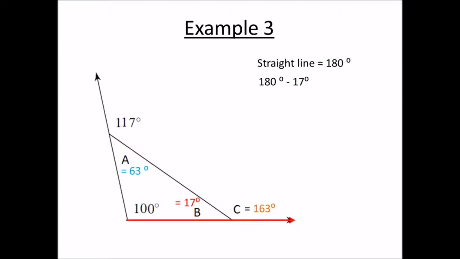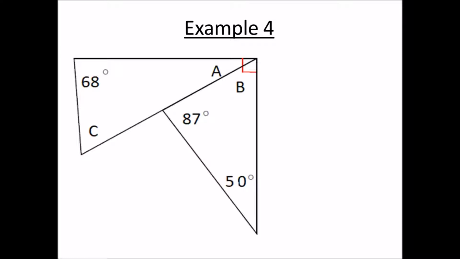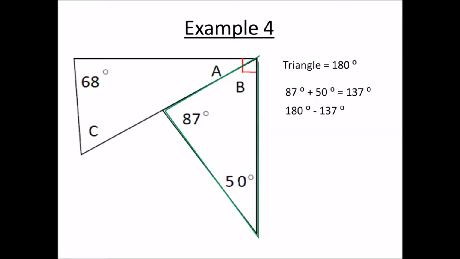Okay, last example, example 4. So there's a lot of pieces that we have information-wise and we're looking for as well. So we're looking for angle A, angle B, and also angle C. So what do we know? I know that this is a triangle right here. So in a triangle we have 180 degrees. I know I have 87 degrees and 50 degrees that is given, so that's going to give me 137 degrees. So taking this information, I'm going to subtract 137 from 180 degrees, and that's going to give me 43 degrees.